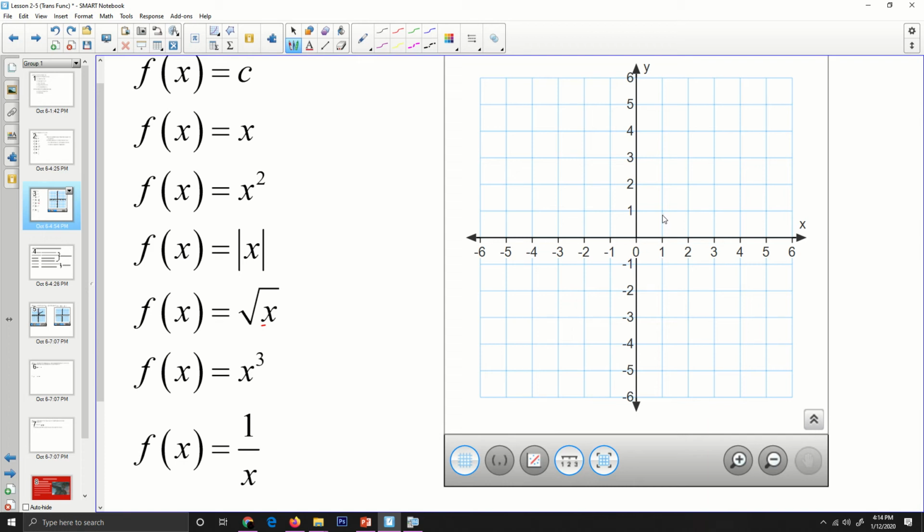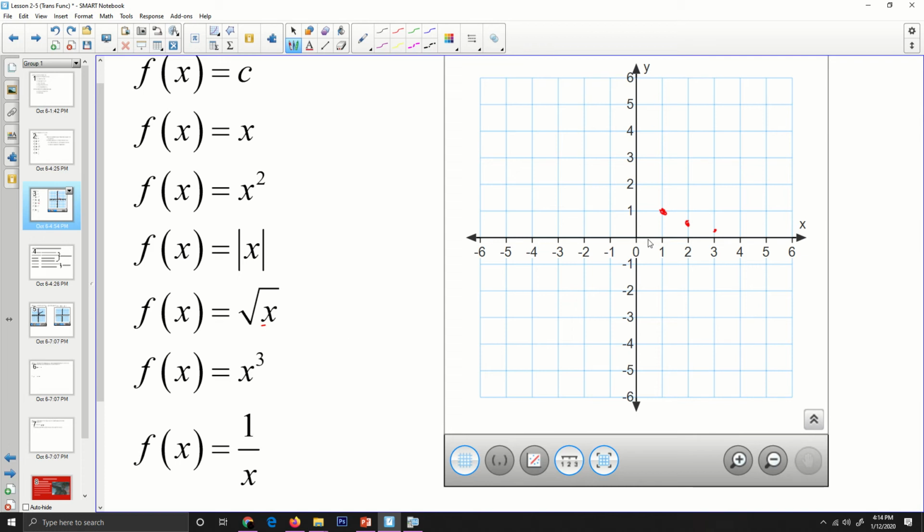At 1, 1 divided by 1 is 1. 1 divided by 2 is a half. 1 divided by 3 is a third. And so I keep dividing out, but I actually can never get 0, because remember, for a fraction to be 0, I have to have 0 in the numerator.